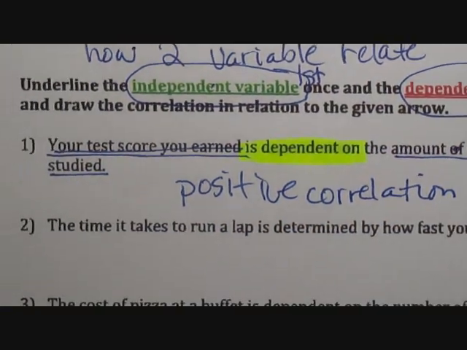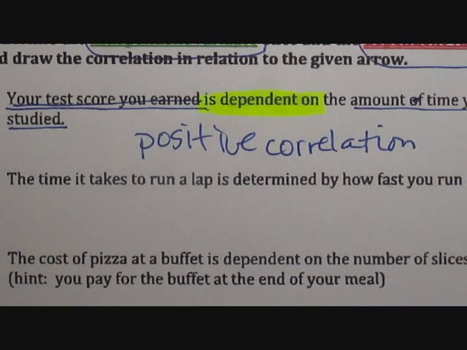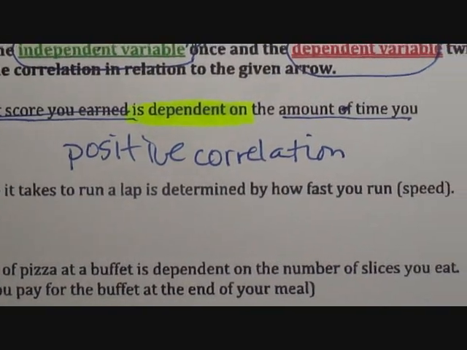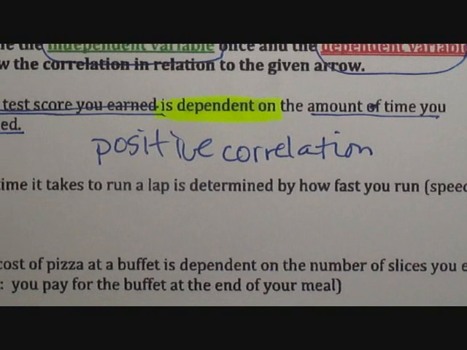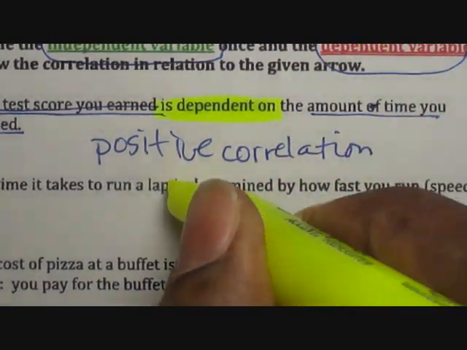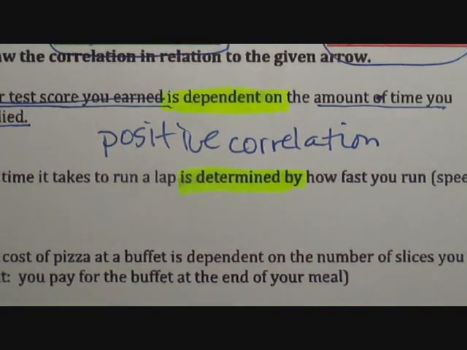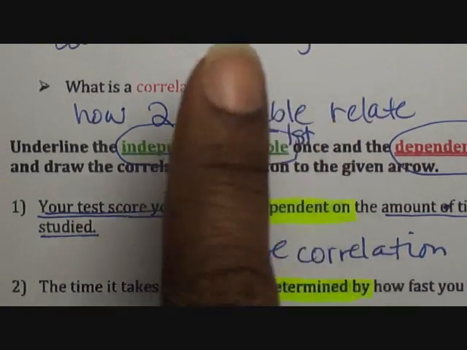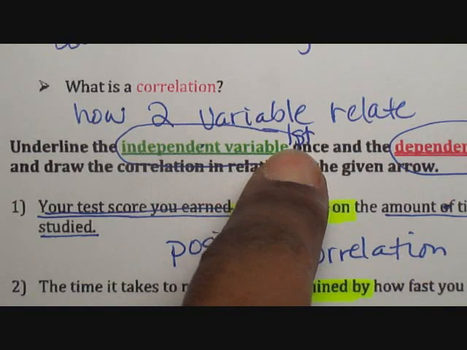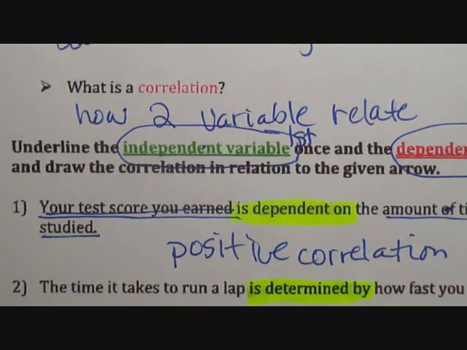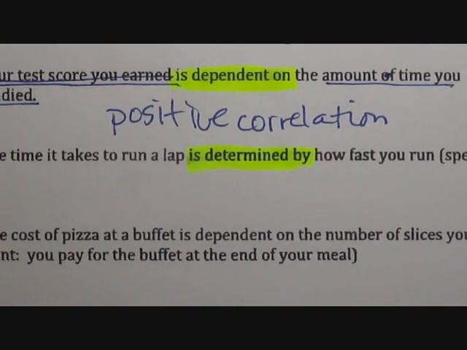Okay, the next example, the time it takes to run a lap is determined by how fast you run, or the speed. So again, we have a really good hint, "is determined by." We just need to figure out which one happens first, and that will tell us, since what happens first is our independent variable, we'll go ahead and underline that.